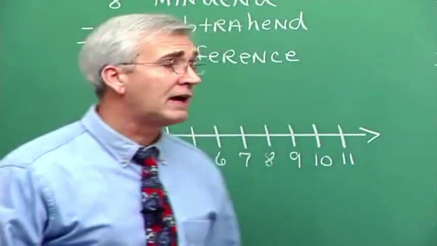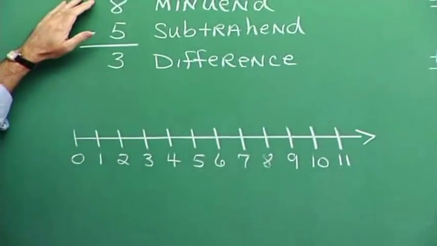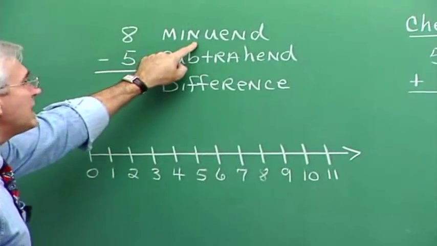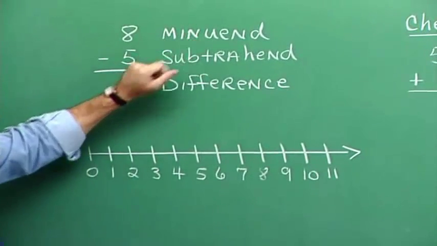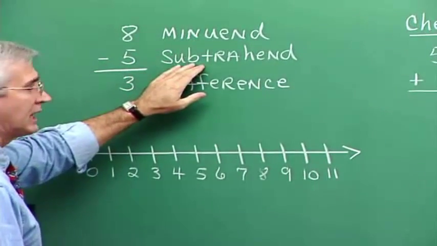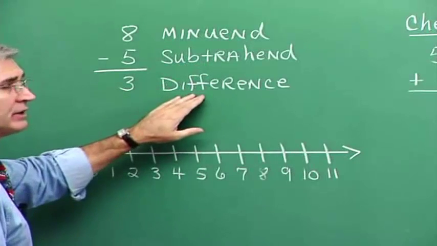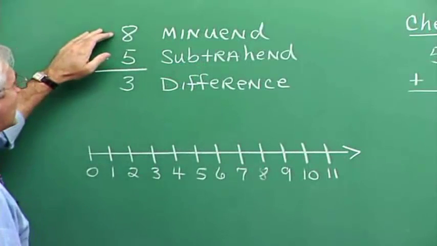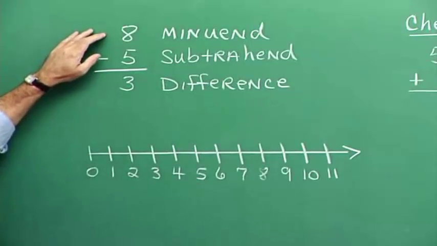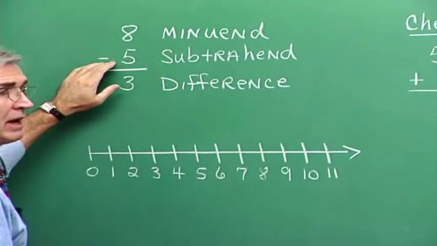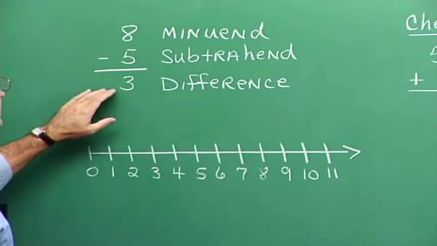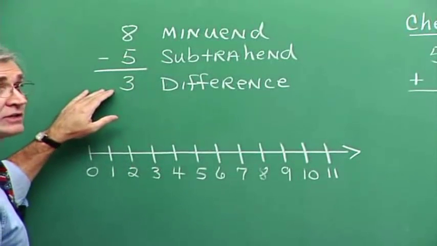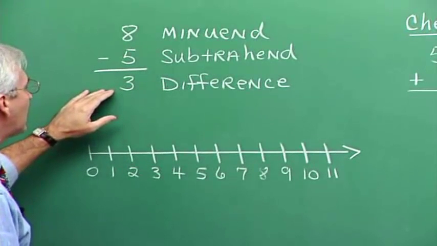In this problem, 5 is subtracted from 8. 8 is called the minuend in the problem, 5 is called the subtrahend, and 3 is called the difference. So the minuend can be thought of as the amount that we have. The subtrahend is the amount we're subtracting, and the difference, 3, is the answer in our problem.